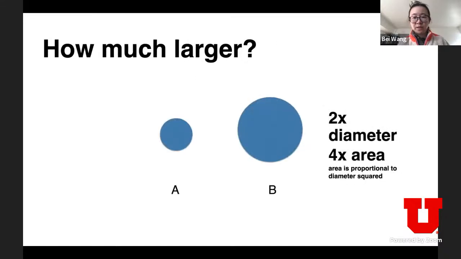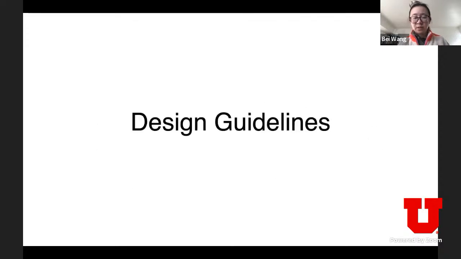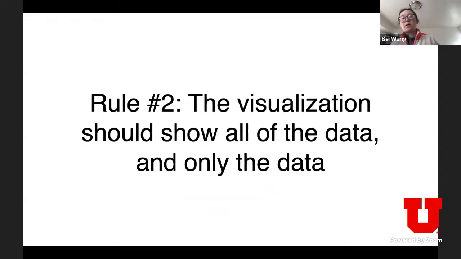And of course, the next one in the guideline, the second one, is the visualization should show all of the data and only the data. So there are 2 components in here. What we're going to go through is a bunch of examples of mostly ineffective or wrong visualizations, or not very good visualizations that you see in practice.